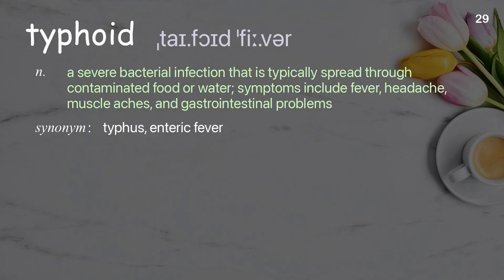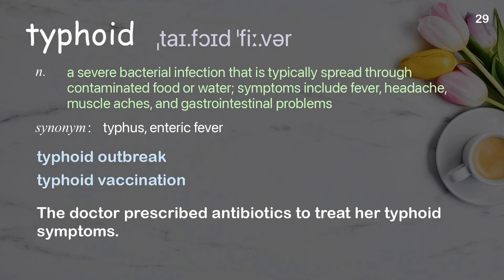Typhoid. A severe bacterial infection that is typically spread through contaminated food or water. Symptoms include fever, headache, muscle aches, and gastrointestinal problems. Examples. Typhoid outbreak. Typhoid vaccination. The doctor prescribed antibiotics to treat her typhoid symptoms.